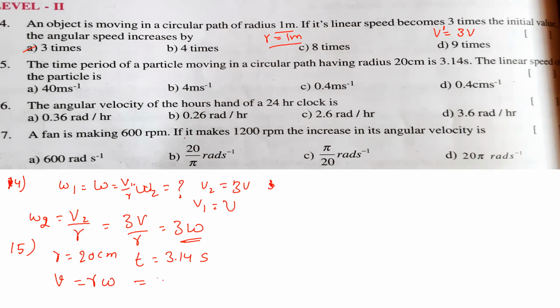So how much is the radius? It is 20 centimeter. Since the answer is in meters per second, you can convert the centimeters. Let us try: 20 into 2 pi by 3.14. So 20 into 2, how much, children? 40 centimeter per second, or it is 0.4 meter per second.